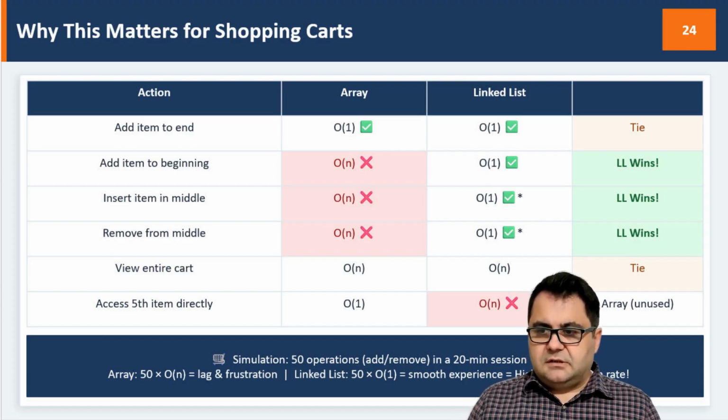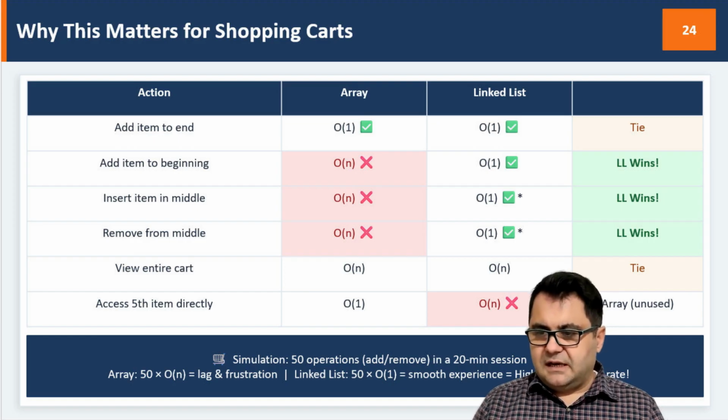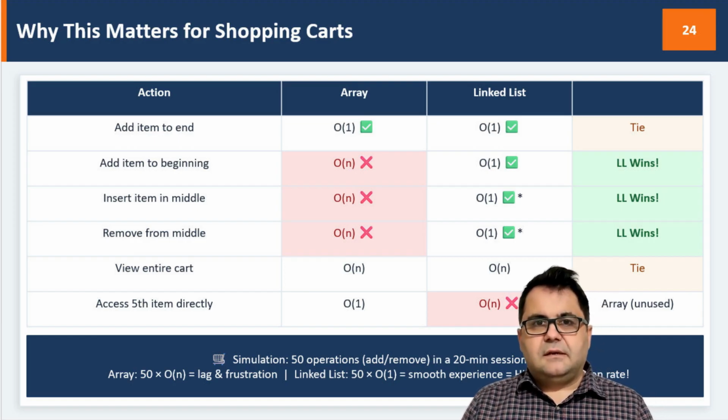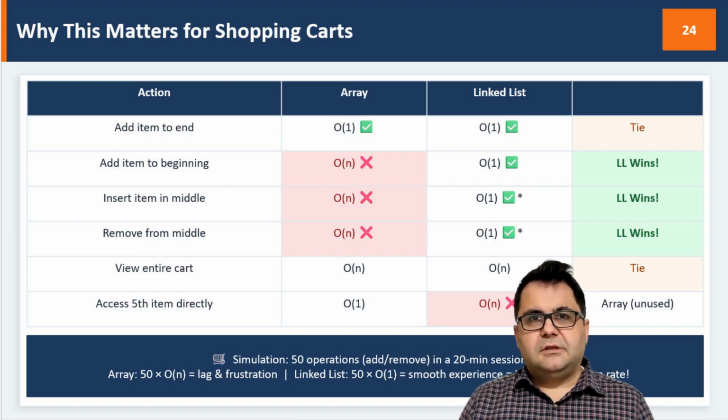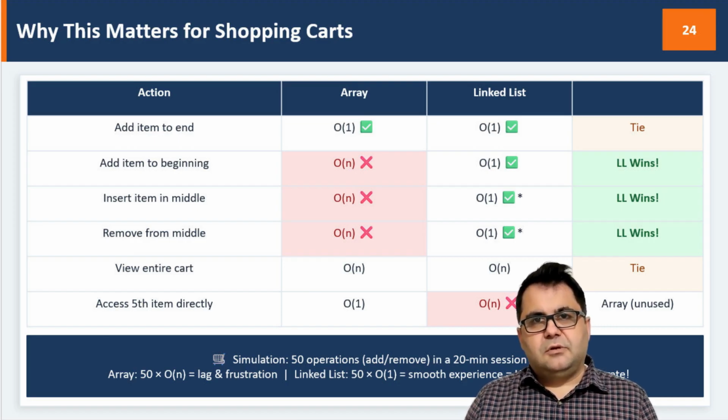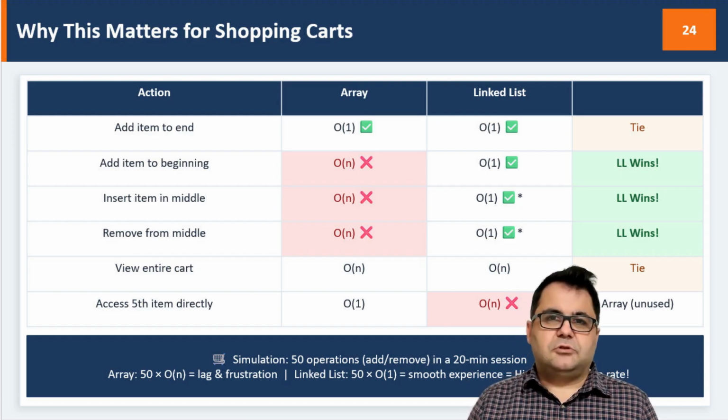View entire cart, both O(n), tie. You must look at every item. Access fifth item directly, array O(1), linked list O(n), array wins, but who cares? Users don't say, show me the fifth item in my cart, that's useless.